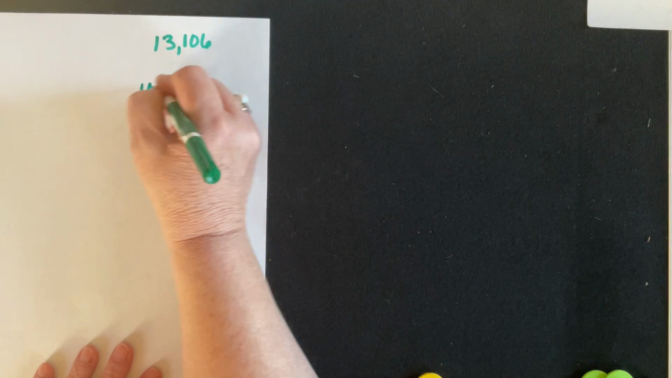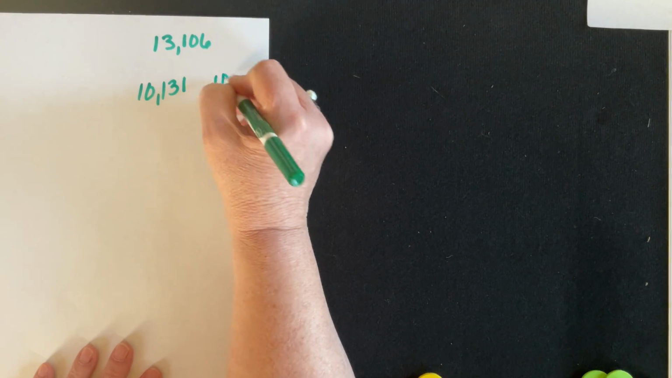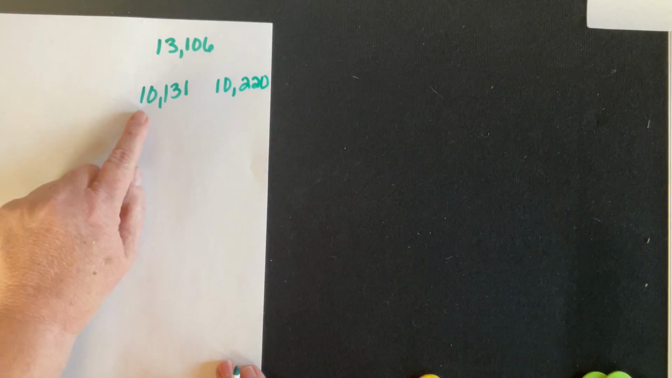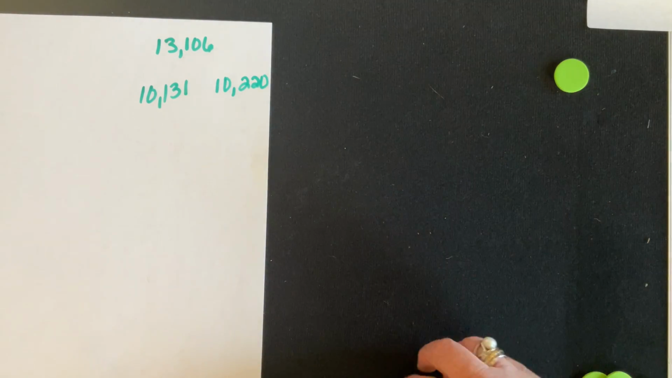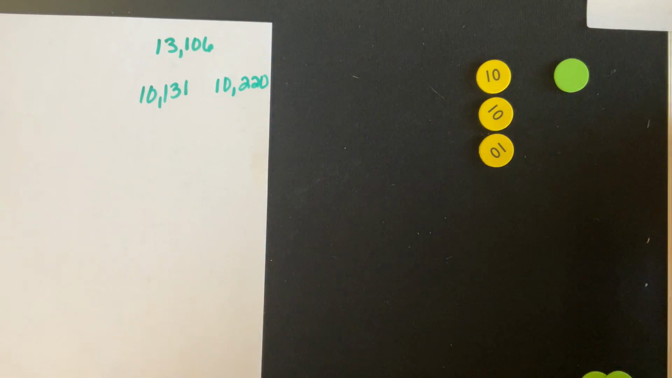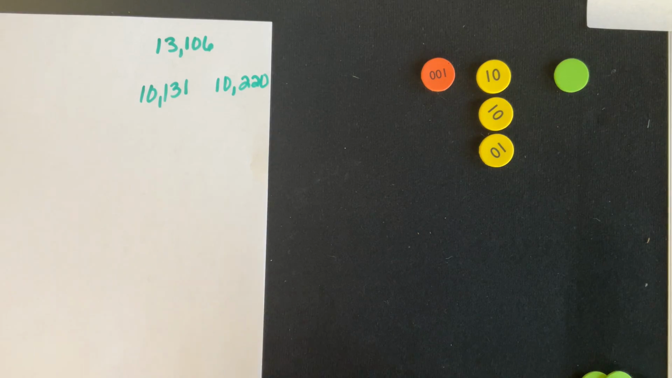It also says that we are to compare numbers. So I'm going to compare these numbers. You have the number 10,131. So I'm going to build. I've got 1 1. I've got 3 10s. I've got 1 100. And then I've got this 10,000.